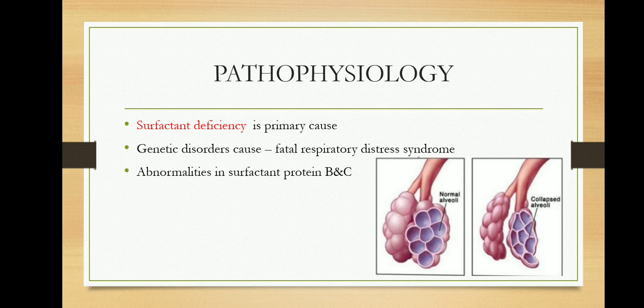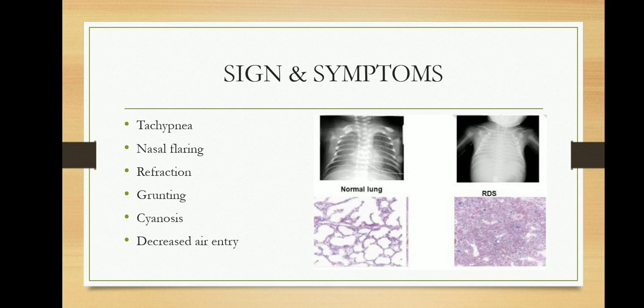Here we can see normal alveoli and collapsed alveoli. Its signs and symptoms include tachypnea. Tachypnea means a condition of rapid breathing. Then nasal flaring, retraction, grunting.